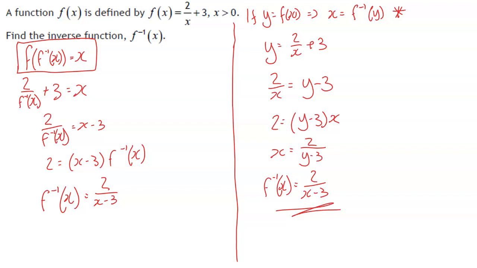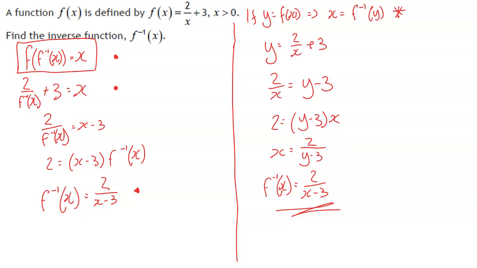Now a question like this is worth 3 marks. The marks are obviously worth different points in each of the two techniques. So for this technique here on the left, you get 1 mark for stating your relationship, f of f^-1(x) equal to x. You then get your second mark for setting up the equation, so 2 over f^-1(x) plus 3 equals x. Your third mark is then given as you work through, change the subject of the formula, and get to your final answer there.